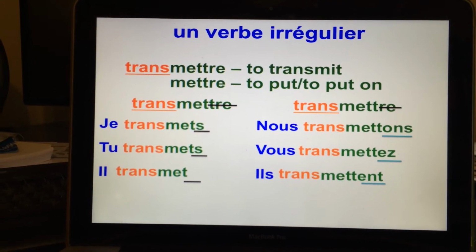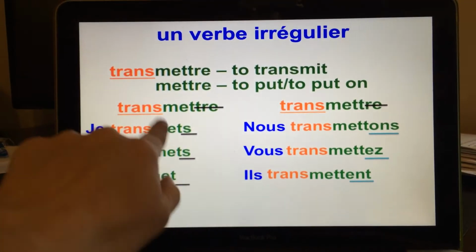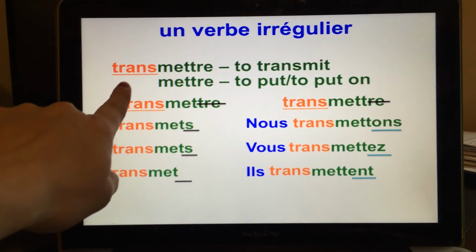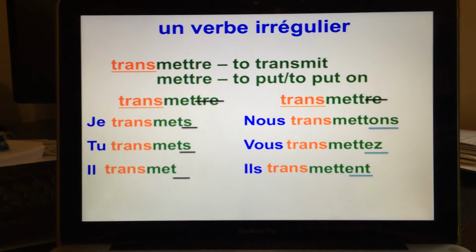So go ahead and take a minute, make sure you have your mettre table copied down onto your irregular verb chart with transmettre right above it.